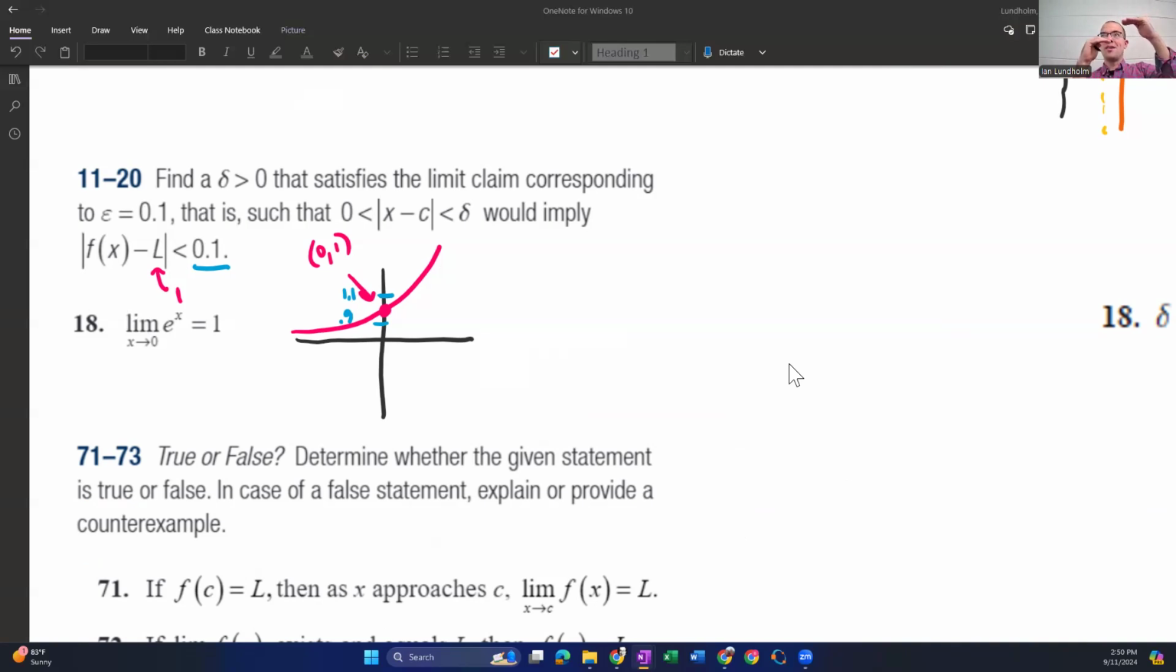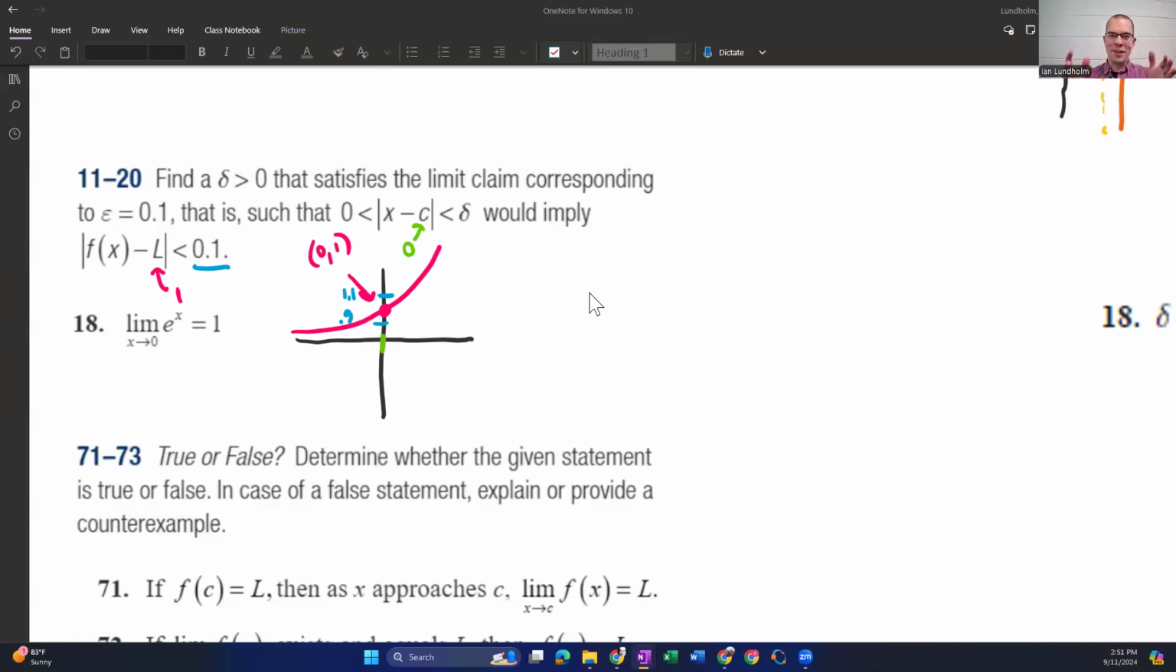In order to stay within this y range, we're going to look at what x values would lead us to definitely be within this y range. So in this case, c is equal to 0. That's the x value that we're approaching. Let's give ourselves another color. c is equal to 0, and so that is in the middle of our x range.